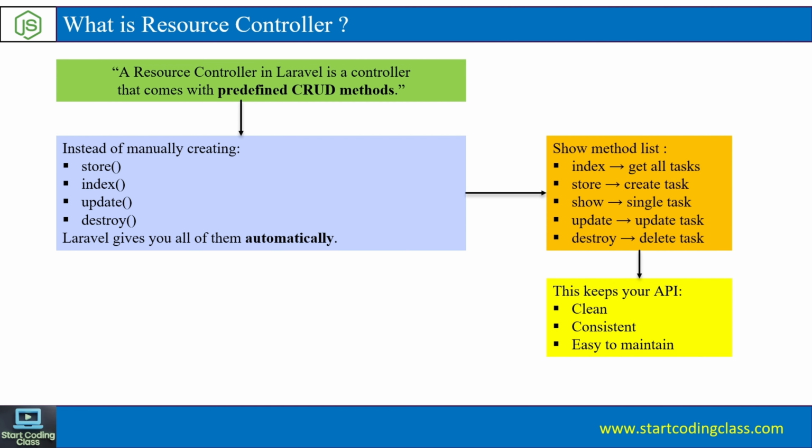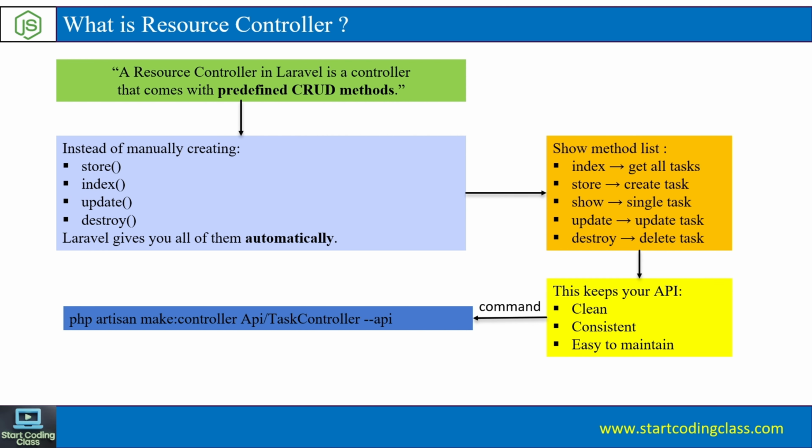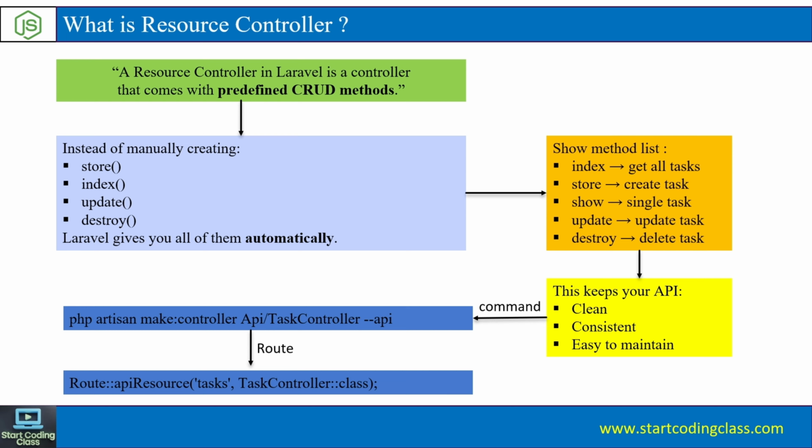If we're talking about the command to create a resource controller, in CMD you have to write php artisan make:controller API/TaskController --api. API is our folder name. If you do not want to use the API folder, you can remove that API slash and write only TaskController and --api. When you hit enter, your API resource controller is ready. As for the routes, you write Route::apiResource, and inside it, tasks is the route name, and TaskController::class is your controller class name.